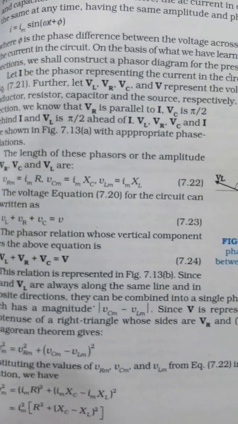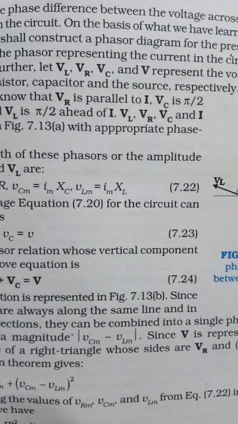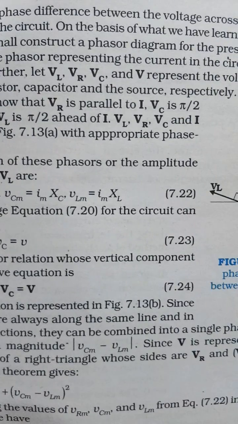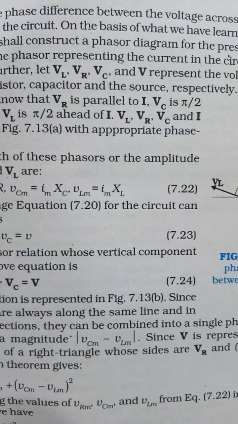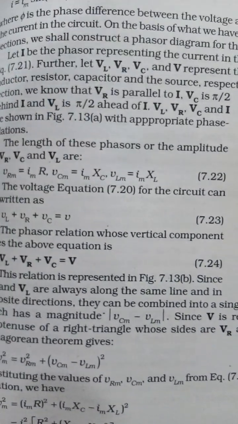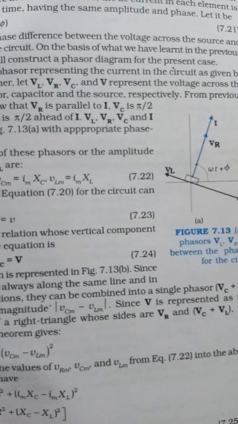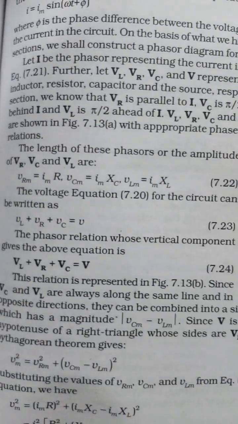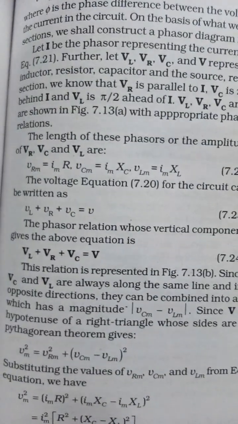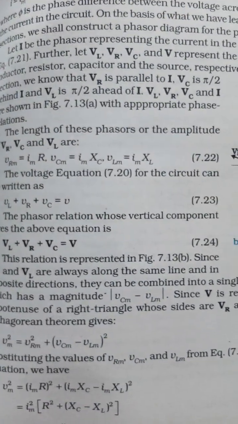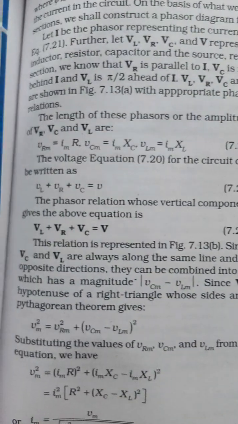Further, let VL, VR, VC and V represent the voltages across the inductor, resistor, capacitor and source respectively. From the previous section we know that VR is parallel to I, VC is π/2 behind I, and VL is π/2 ahead of I. VL, VR, VC and I are shown in figure 7.13a with the appropriate phase relations.